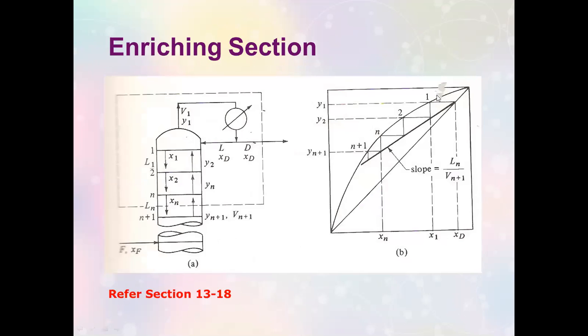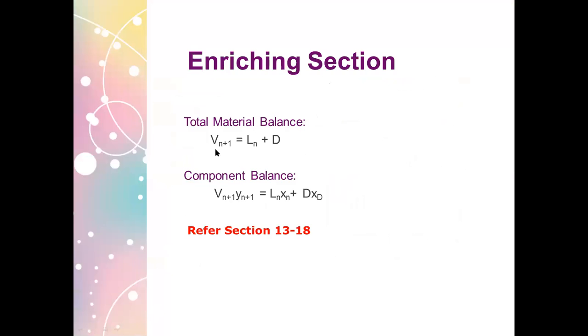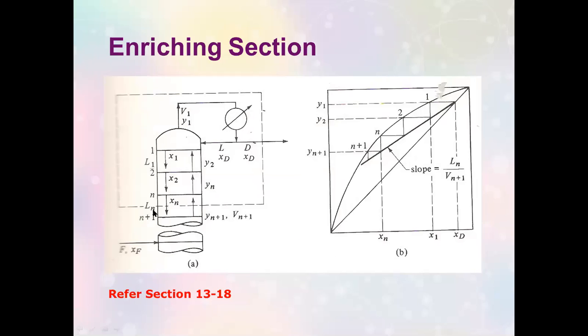This is our enriching section, and we will have what we call an enriching section operating line here. It will be drawn on the x-y diagram that I showed you a while ago. This is one of the three operating lines that will be placed on this diagram when we learn how to do the graphical method in distillation. The enriching section will have a total material balance based only on this cutout of the enriching section.